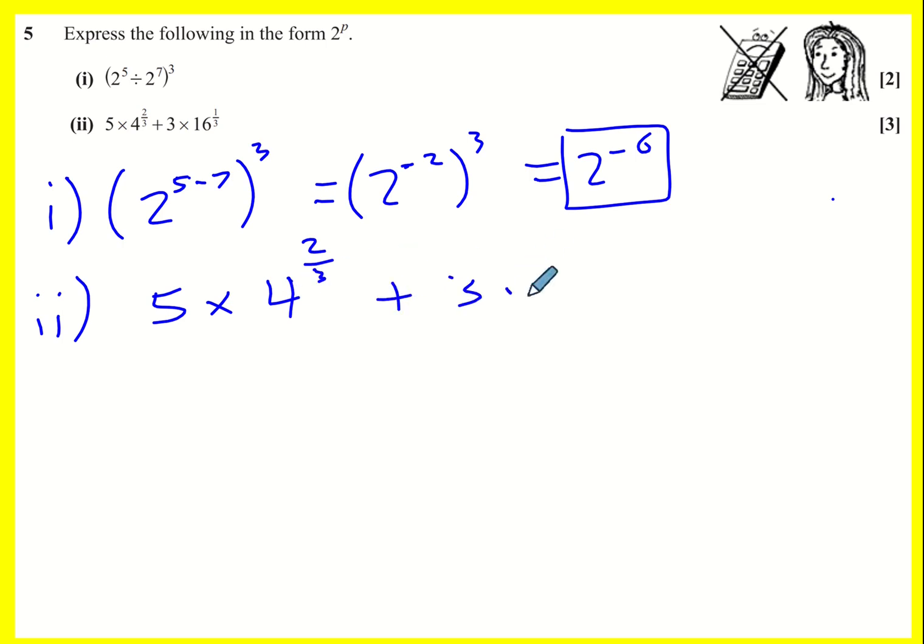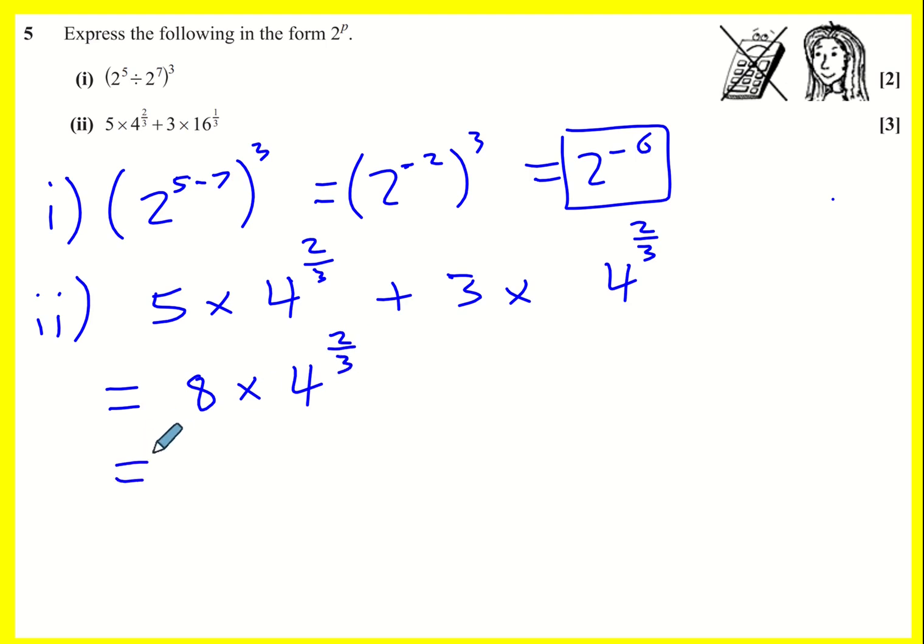And actually, what I'm going to do is change the 16 to 4 squared. So it's 4 squared to the power of a third, which I can then write as 4 to the 2/3. So I've managed to make like terms, and that's really good because then I can write down that I've got 5 lots of 4 to the 2/3 plus 3 lots of 4 to the 2/3. So I can add those, a bit like 5x plus 3x is 8x. This is going to be 8 times 4 to the 2/3.